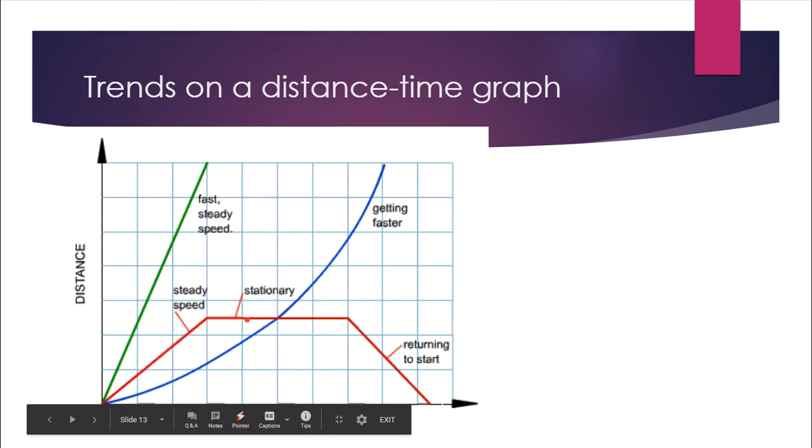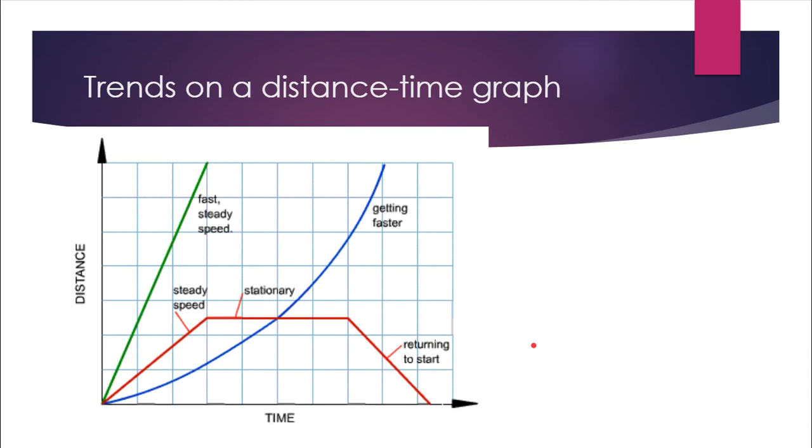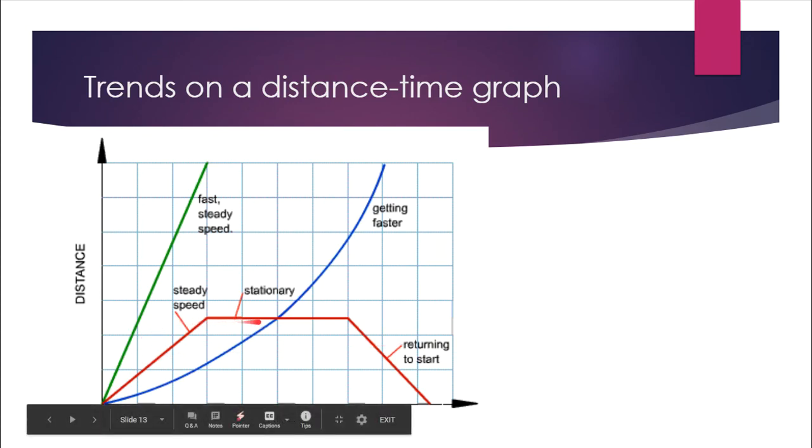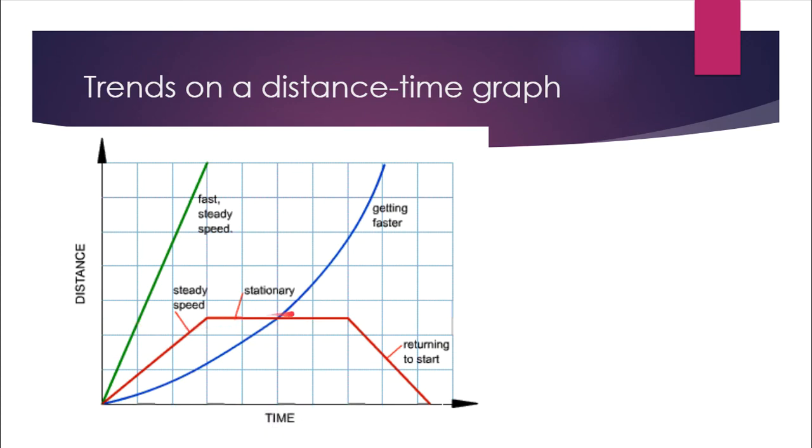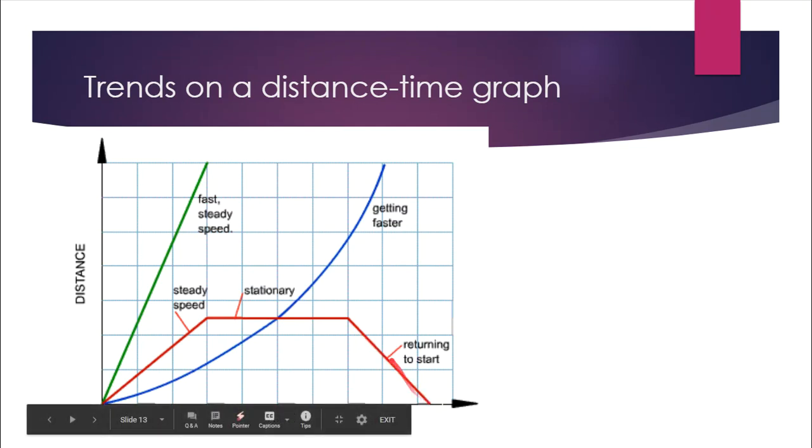It's stationary, as you can see here. You can see that there is a distance, and if you take a look down there, that's the time. The time is changing here, but distance is not. So this object is stationary. It's stopped. And then it returns back down to the start. So again the velocity is constant till it stops. And then of course here it's getting faster.